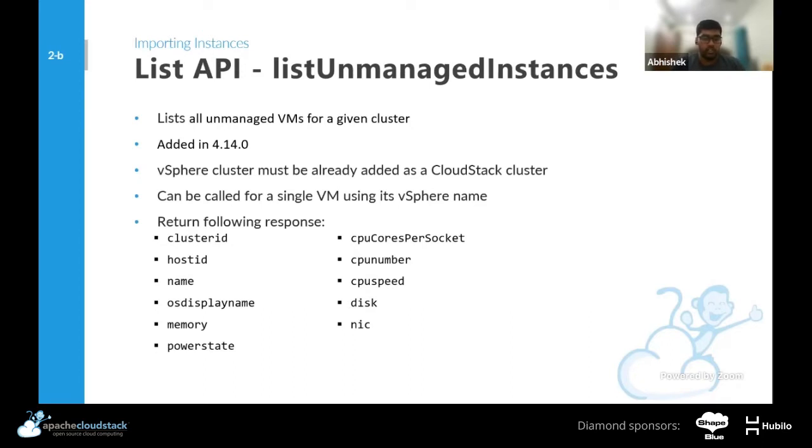It returns a response with the details of cluster, host, name of the VM in vSphere, OS display name, memory, power state, etc. For disk and NIC, it gives an array response where all the disks and NICs of the VM are listed with proper details such as disk ID, size, data store, etc.